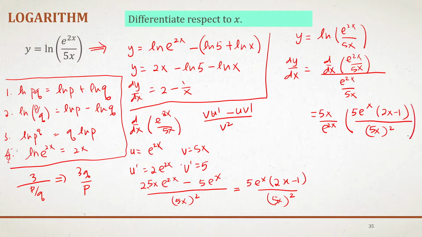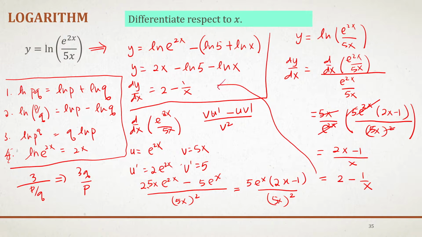Now I'm going to cancel off everything that is similar. So this one and this one cancel here. Finally this 5 I cancel here. So finally I have 2x minus 1 divided by x. If I keep on simplifying, I have 2 minus 1 over x. So this one is exactly like this.